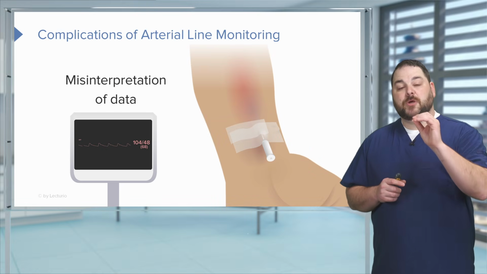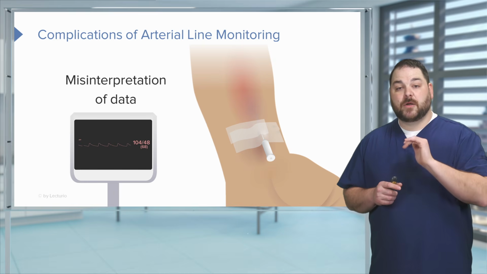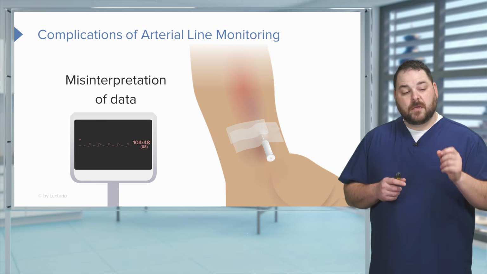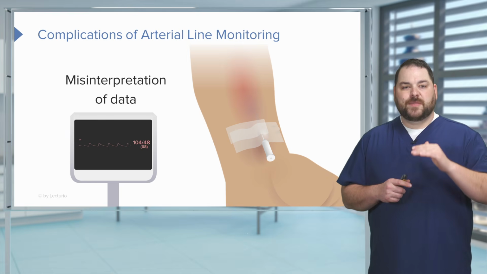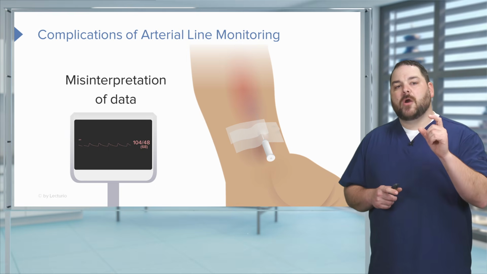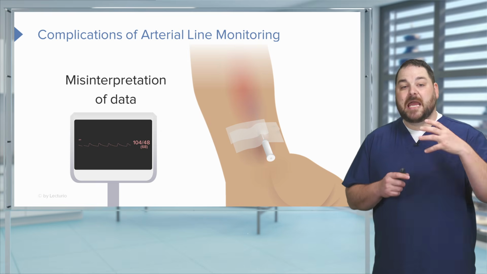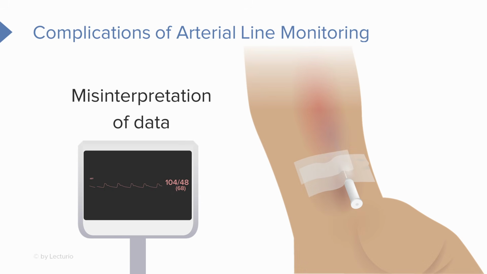This means that the blood pressure you're seeing on the monitor, the systolic, the diastolic, and the mean arterial pressure, are incorrect. This can happen when the tubing is kinked, when there's air in the tubing, when there's a clot at the catheter tip, or when the transducer is not at the level of the phlebostatic axis. This may cause you to perform an intervention that is not appropriate for that patient and may cause patient harm. So make sure that the data that you're seeing is correct.